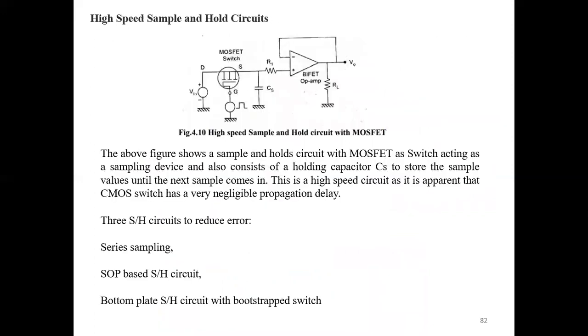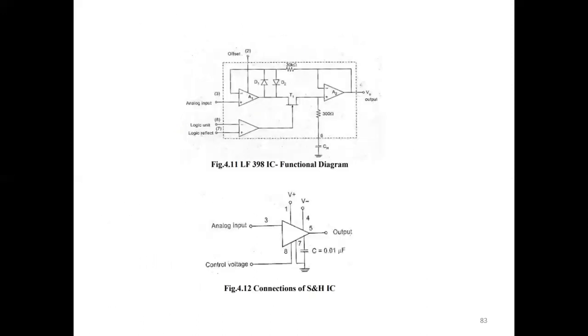High speed sample and hold circuits are using the MOSFET. This is a high speed circuit, as CMOS has very negligible propagation delay, so this reduces the error. Series sampling, op-amp based S and H circuit, bottom plate S and H circuit with the bootstrap switch. These are examples of the LF398 IC. Connection of S and H IC.